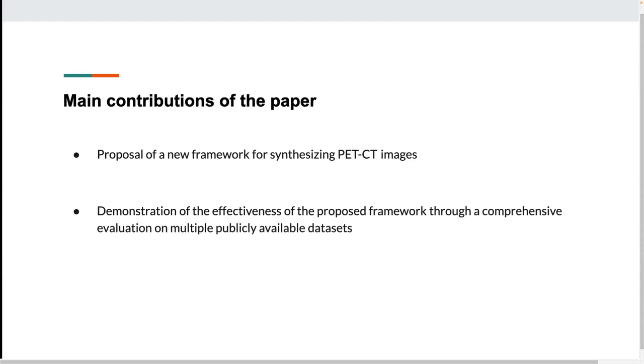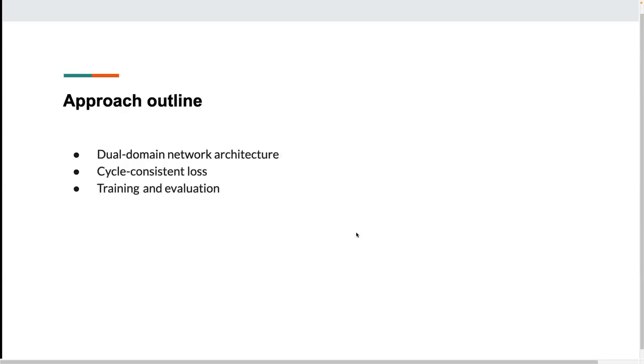Also, the main contribution of this paper is to provide new insight and advancement in the field of PET and CT image synthesis, with the potential to improve the quality and efficiency of medical imaging. Here is the outline. The first thing I want to talk about is the dual domain network architecture, the second is the cycle consistency loss, and the last is the training and the evaluation.